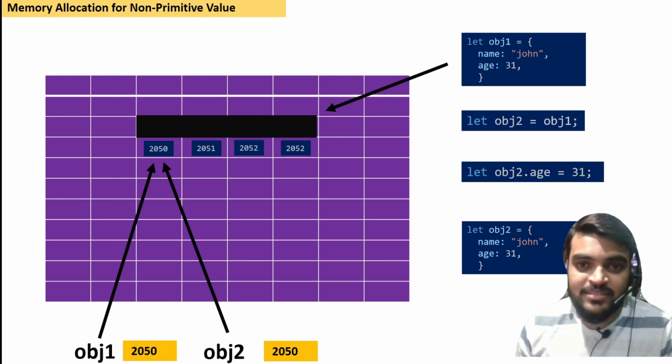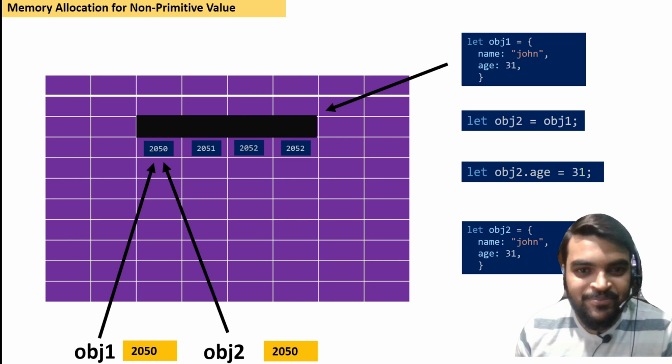So that is where there is a demand that for objects also we want to have a copy. Like we want object 2 to have another copy of object 1. It should not point to 2050. That is the demand, right? We have to copy object 1's value, not the reference. That is where shallow copy and deep copy come into the picture. How we can achieve it, that is what I will show you in this video.